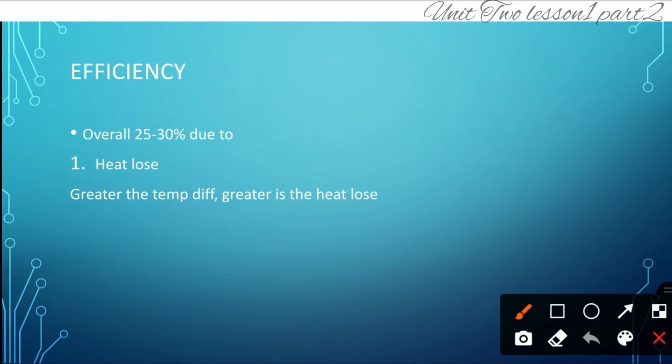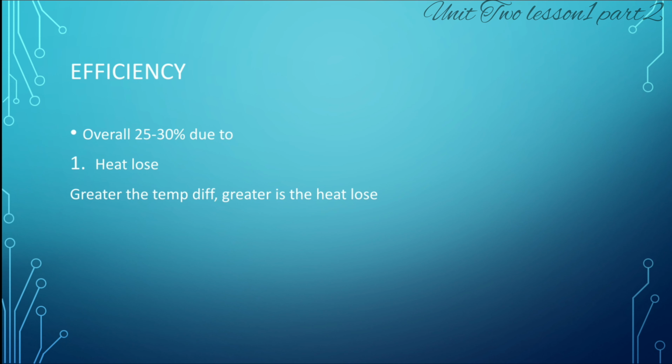Efficiency. As we have said previously that for generation of 200 megawatts of electrical energy we need 40,000 tons of coal, and by burning 40,000 tons of coal the ash produced will be 4,000 tons. So keeping that in mind, we can say that the overall efficiency of a steam power plant is 25 to 30%, and that is due to the heat loss. Greater the temperature difference, greater is the heat loss, and that is according to thermodynamic laws.